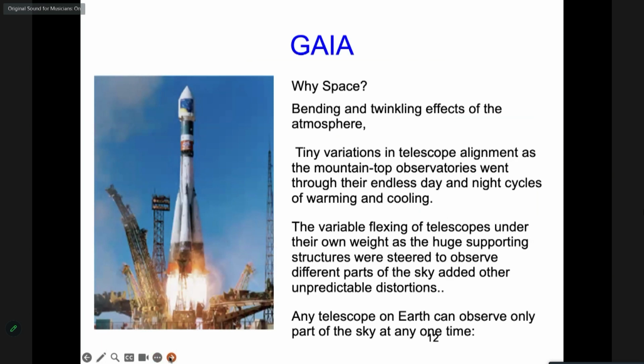So Gaia is the one which has brought a big revolution in the study of stars, typically stars in our galaxy, as well as a whole lot of celestial objects, ranging from quasars to even solar system objects. And basically, the advantage is that once you're out in space, you do not have the effects of the atmosphere, and you have much more stability.